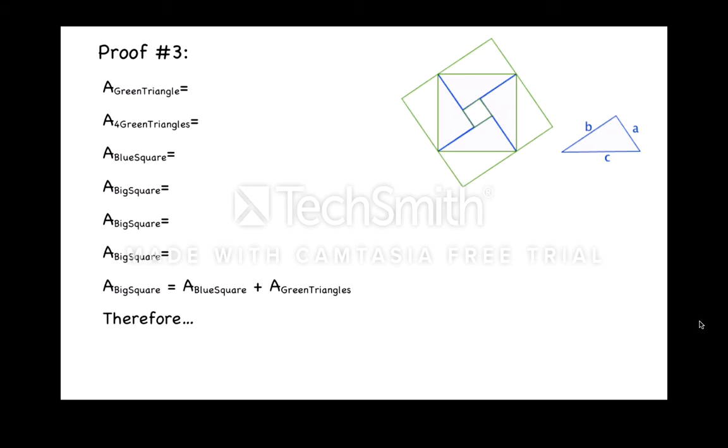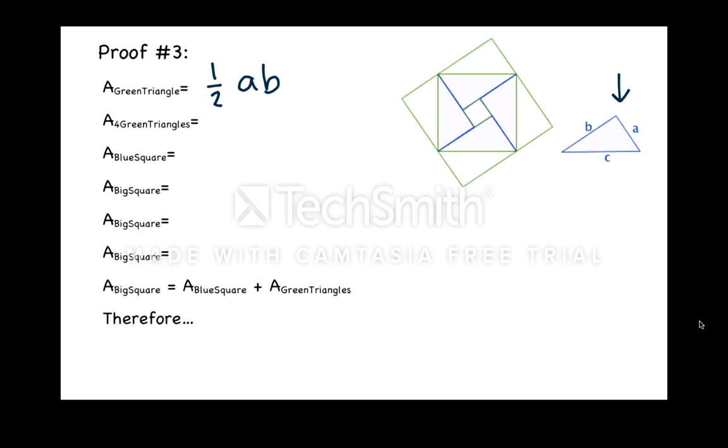On this last proof, I'm going to do another similar thing as I did in the first 2 proofs, but this time I'm going to look at the area of the outside triangles plus the area of this inner square to equal the area of the whole big square. So first, I want to find the area of one green triangle, which is the same as this triangle that's off to the side here and labeled. So I know the area of this triangle is 1/2 base times height. Base is A, height is B.